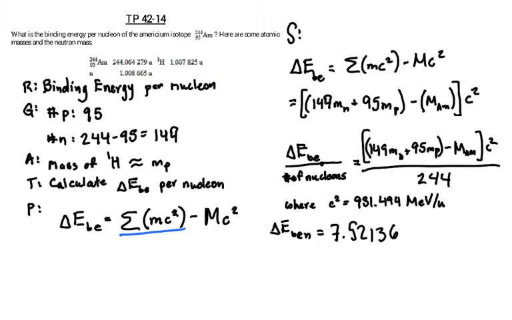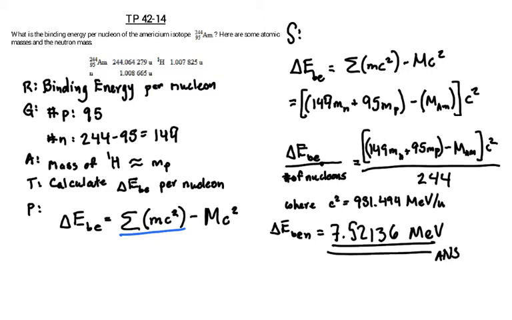So we get 7.521336, and the solution online has a 0 after that, but let's take a look at our significant figures. So our mass for americium has 9 significant figures, our mass for hydrogen has 7, mass of the neutron has 7, but our constant only has 6. So we need to go with the fewest number of significant figures. It is 6 by way of our speed of light squared. So we have 1, 2, 3, 4, 5, and 6. That is our solution.